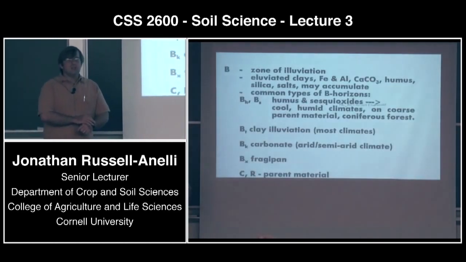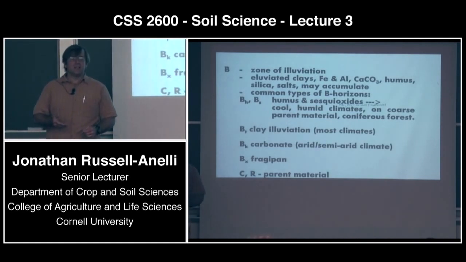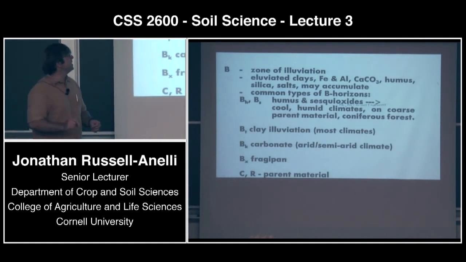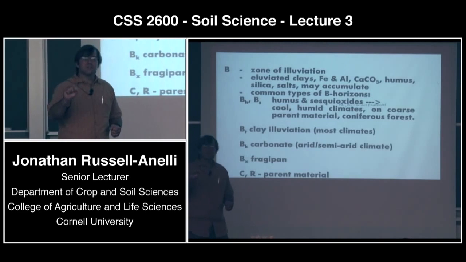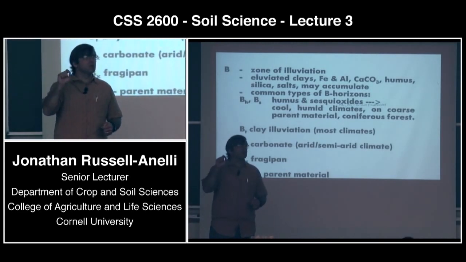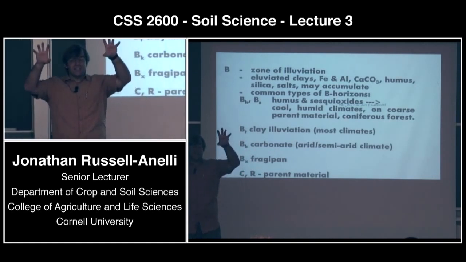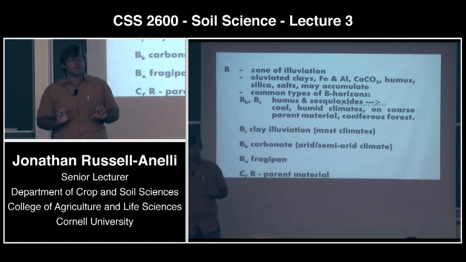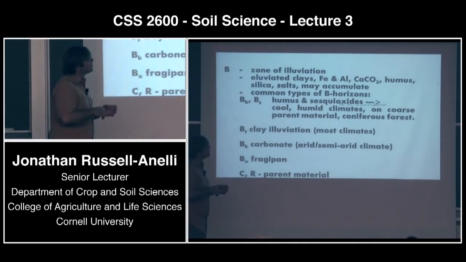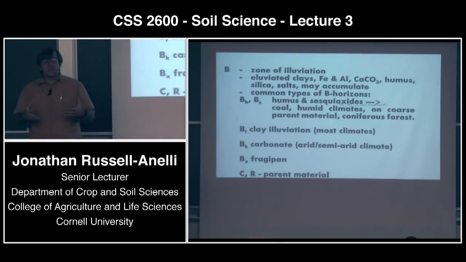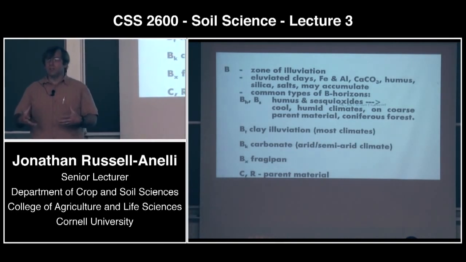Okay, B is a zone that's right below that E horizon, and it's a zone of illuviation. Basically, the way to remember this is "in." This is a zone of accumulation. Okay, this is where all that eluvial stuff basically comes down and is deposited. And that's sort of the definition of this horizon. It's a zone of accumulation.